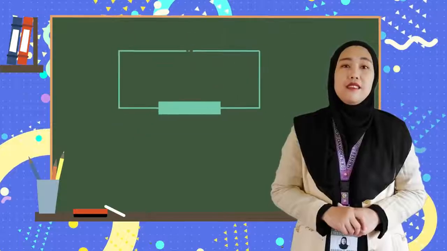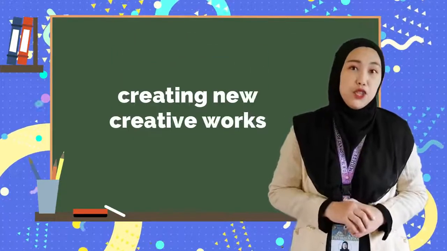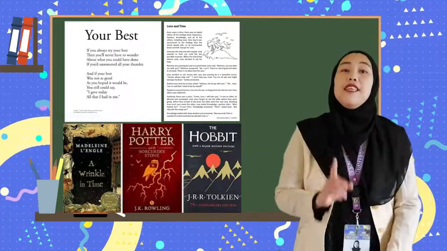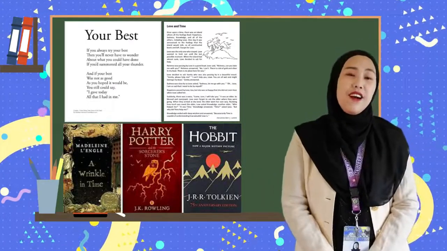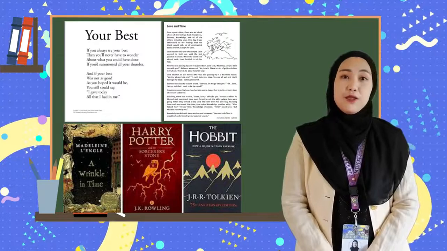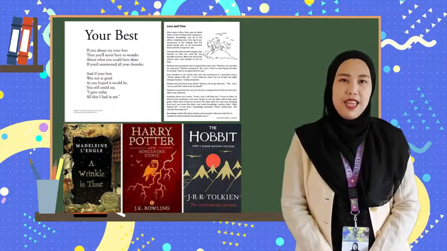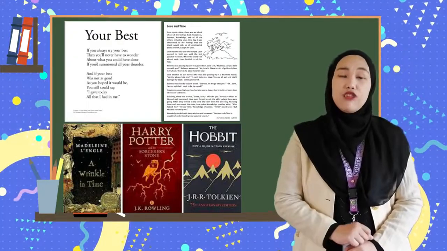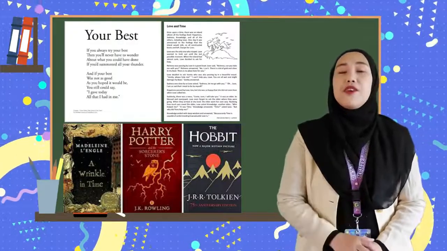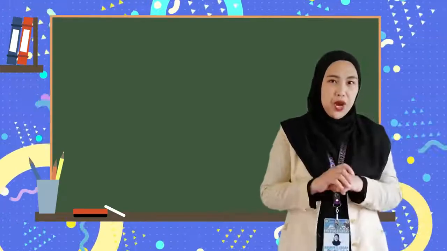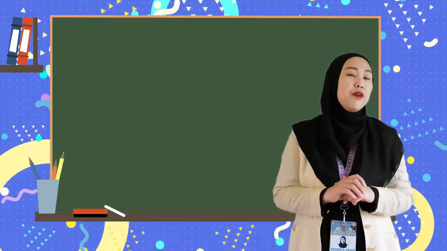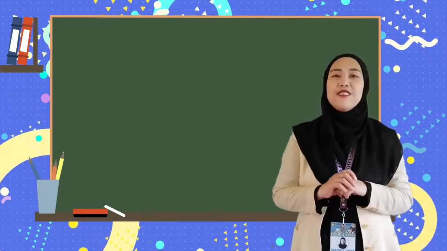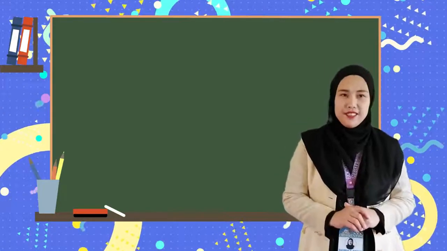Literary writing is defined as creating new creative works. The literary writing purposes are to express, to entertain, and to communicate. For example, are the poems, novels, short stories, and other creative collections. Were you able to distinguish between and among informative, journalistic, and literary writing? That's great. Let's review our lesson.